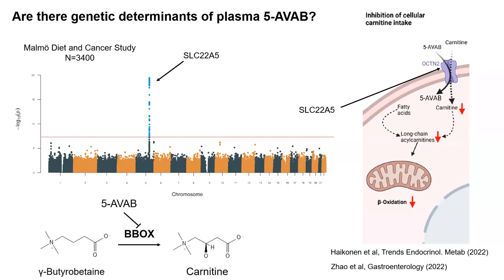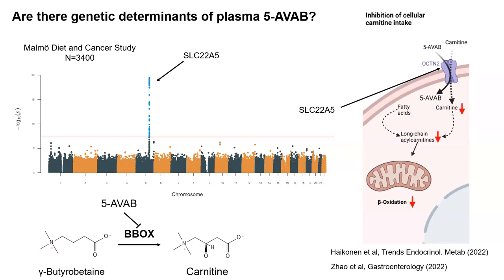Also, it's known that 5-AVAB can inhibit the biosynthesis of carnitine. So in the rate-limiting step, the production of carnitine in your body, 5-AVAB can actually inhibit this enzyme. So it has two separate effects on carnitine, both the production and the uptake of carnitine into your cells. So what happens if you have low carnitine in your cell?